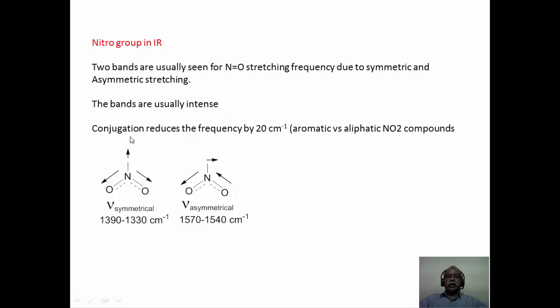As usual, conjugation reduces the frequency by about 20 inverse centimeter. In other words, if we compare aromatic versus aliphatic nitro compounds, the aromatic nitro compounds will have about 15 to 20 inverse centimeter lower stretching frequency for the NO bond compared to an aliphatic nitro compound.